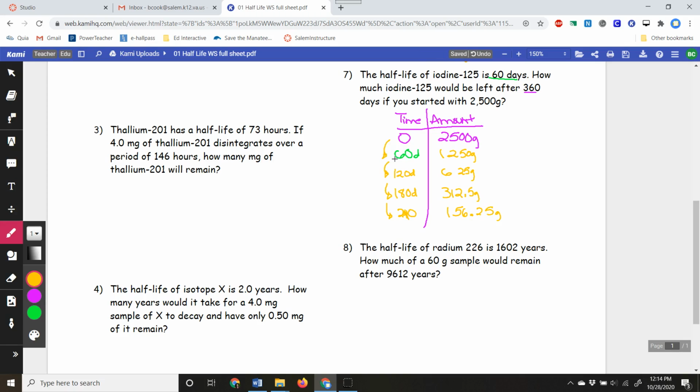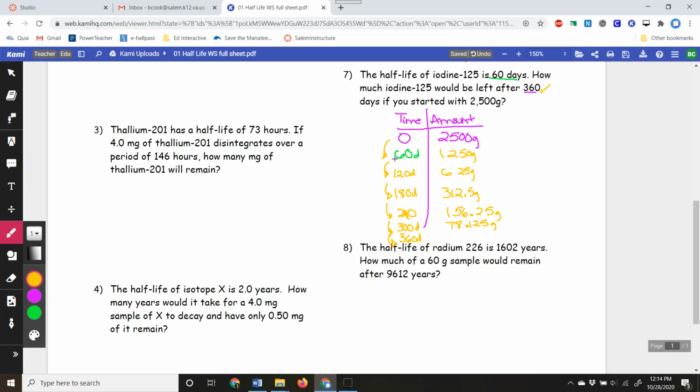So another 60 days, and we're going to be at 300 days. Okay, after another 60 days, another half-life has passed. We're going to divide our amount in half yet again. So 156.25 divided by 2 is going to be 78.125 grams. All right, we have one more level, because remember, they wanted us to go all the way to 360 days. So add another half-life, and we'll be down to finally 360 days.